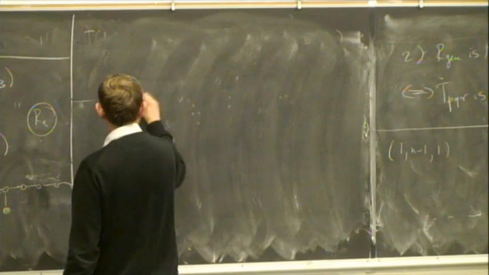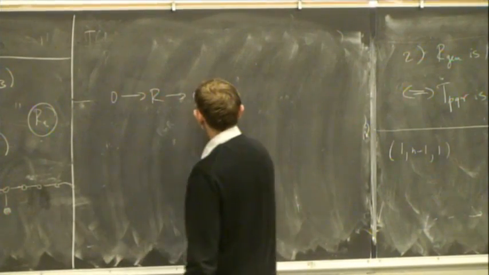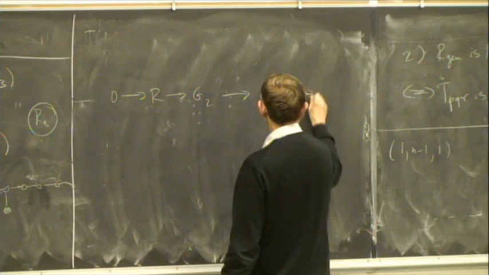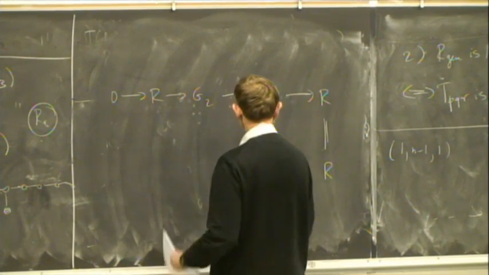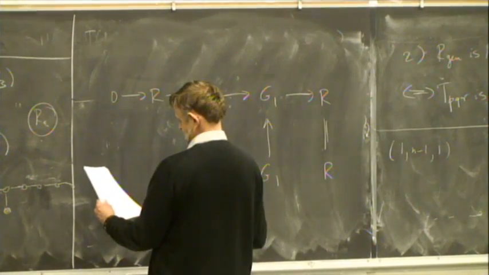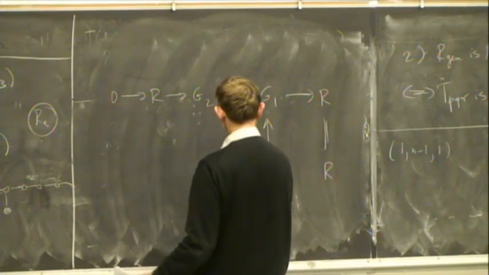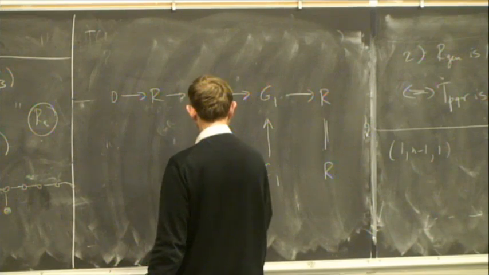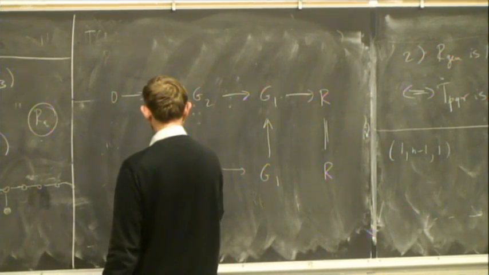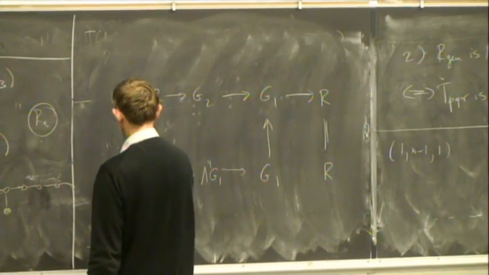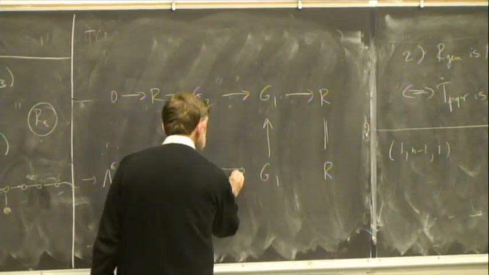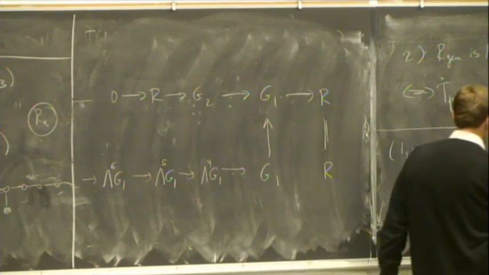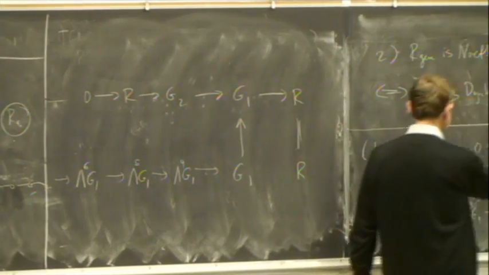I have 0, R, G2, G1, R. So I start again with the Koszul complex. But now I write here wedge 4 G1, wedge 5 G1, wedge 6 G1, etc. And now here will be the map that you get from that guy when you contract wedge 3 G1.